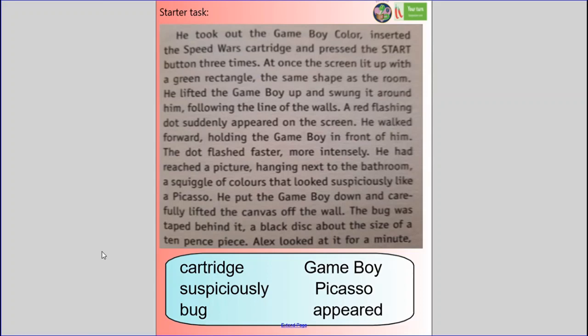Welcome back. How did you get on? Now, as you know, this is excellent practice of your skimming and scanning skills. Well done.